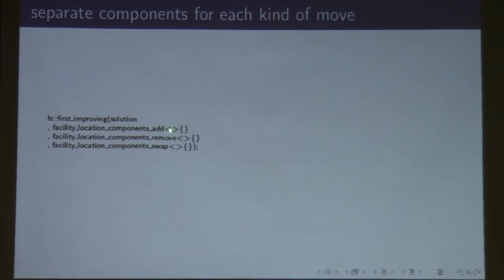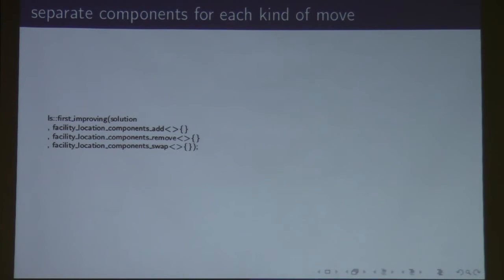So now we've got components for add, and this one here just contains these three functors, the same as before, and this one over here is the same, but these are three functors assuming that the move is add. And now our first improvement is just a variadic template, and it's supposed to just do it efficiently.